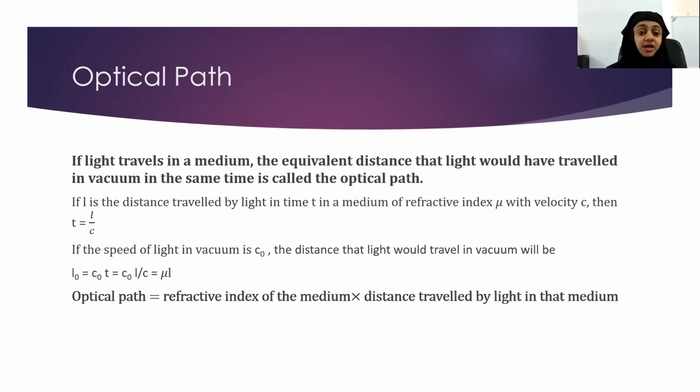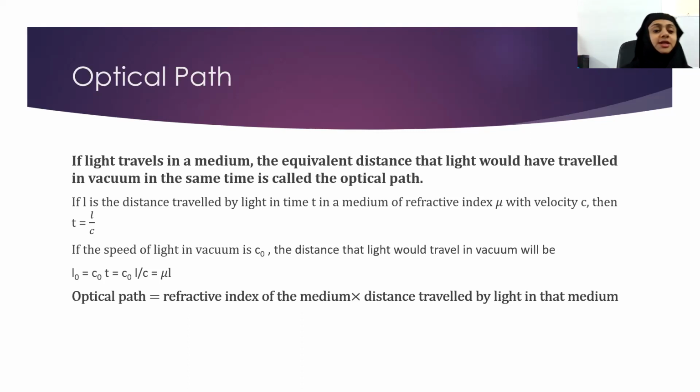Less. Suppose light travels for 2 seconds through glass. How much distance can it travel through vacuum in 2 seconds? It can travel 2 times 3 into 10 raised to 8, that is 6 into 10 raised to 8 meters through vacuum. Can light travel 6 into 10 raised to 8 meters in the glass in the same time? No, it will be traveling a lesser distance through the medium, right?